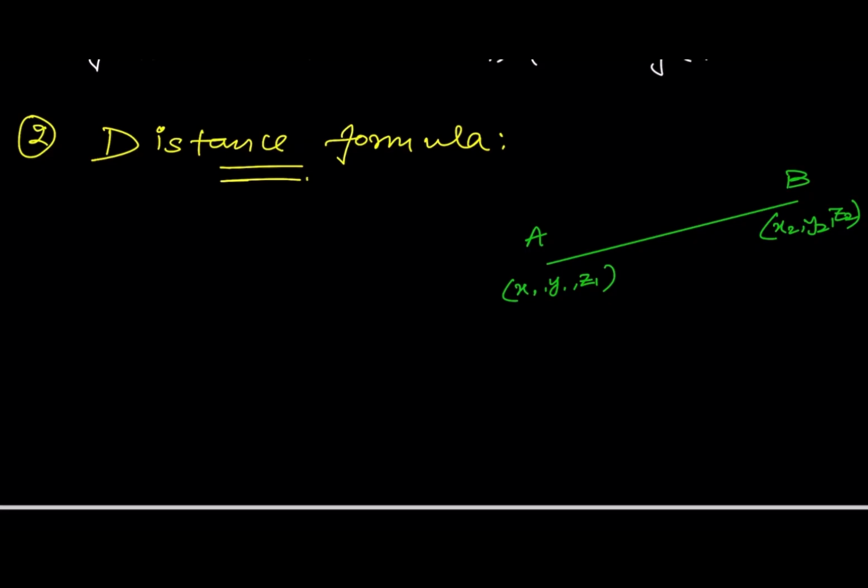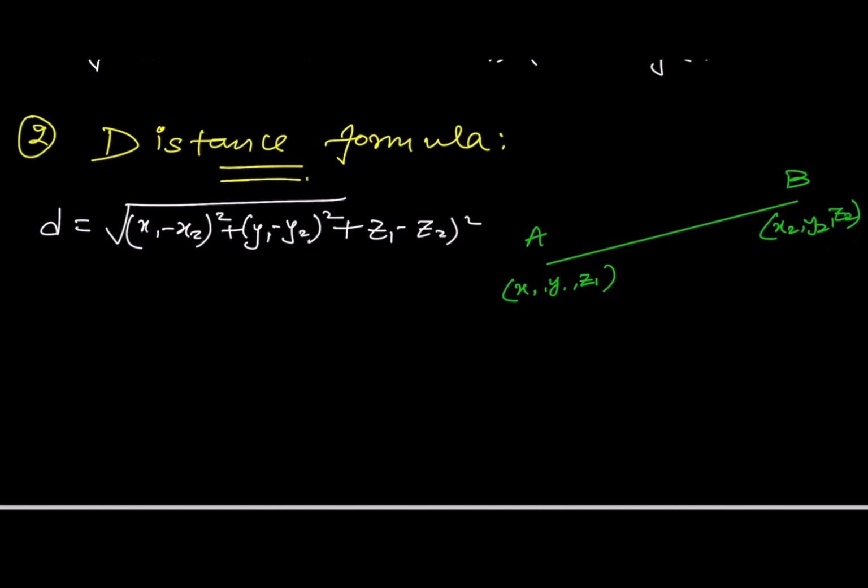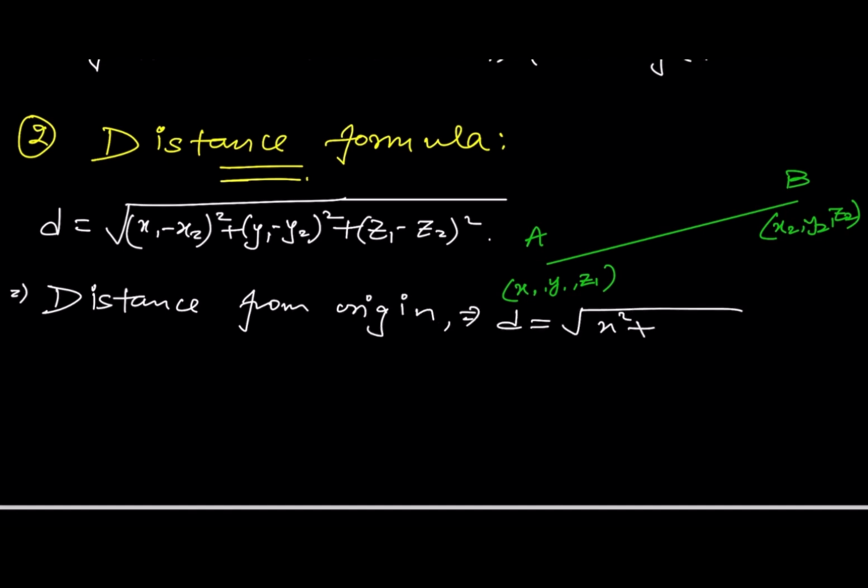Again, in this case also, if you are recalling the distance formula for 2D, then you will have root over (x1 minus x2) whole square plus (y1 minus y2) whole square. So similarly, in this case also, D is root over (x1 minus x2) whole square plus (y1 minus y2) whole square plus (z1 minus z2) whole square, right? So if one point is P and another point is origin, so distance from origin is root over x square plus y square plus z square, right? As simple as that.